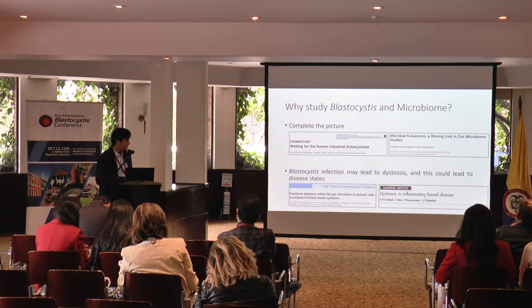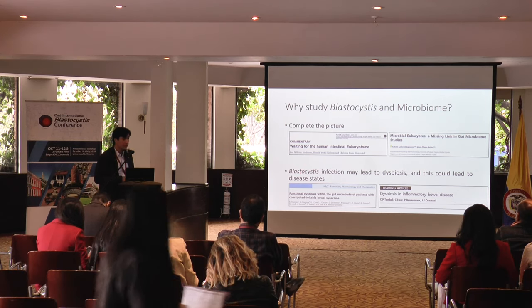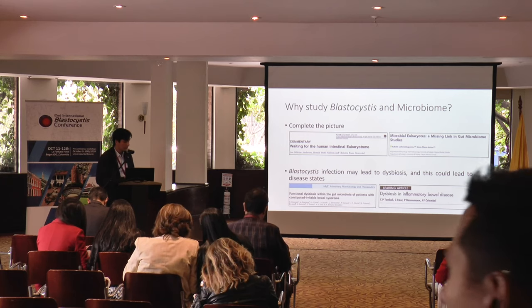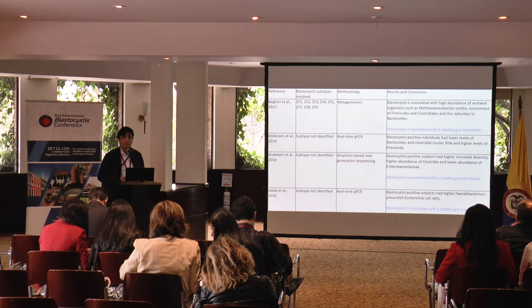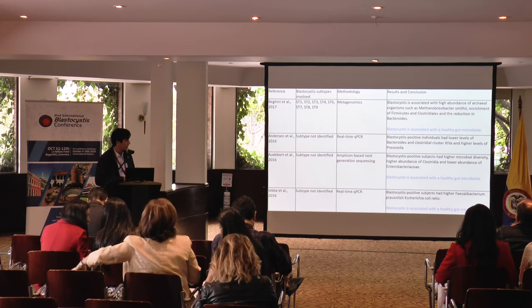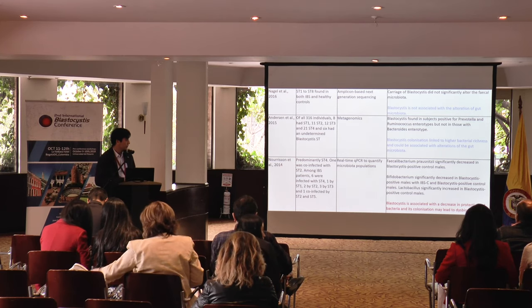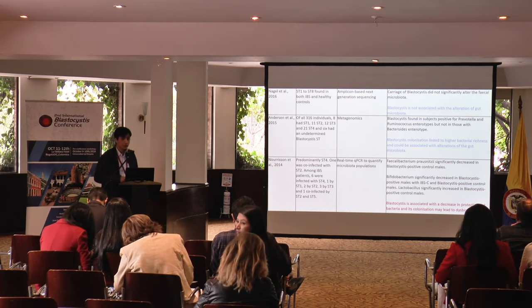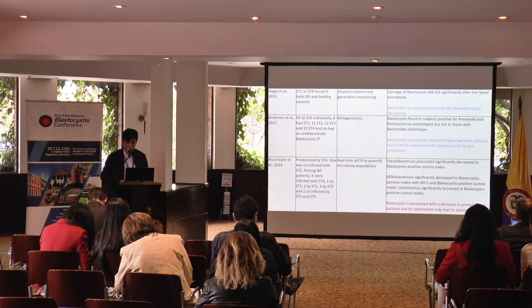We're also very interested because we've been looking at the pathogenicity of Blastocystis. If Blastocystis can affect the microbiome, leading to dysbiosis, then this could possibly explain the pathogenic status of the organism. There are a number of Blastocystis and microbiome studies, but many of them say that Blastocystis is associated with a healthy gut microbiota, except this one by the French group in 2014, which said that Blastocystis is associated with a decrease in protective gut bacteria, and its colonization may lead to dysbiosis. However, as you can see from the subtypes involved in these studies, they are limited. For example, subtype 7, you can hardly see in all these studies.